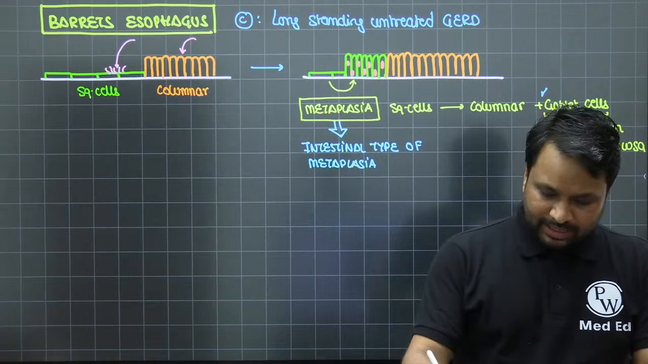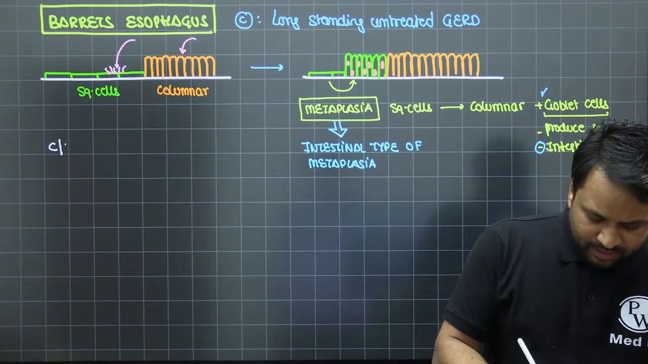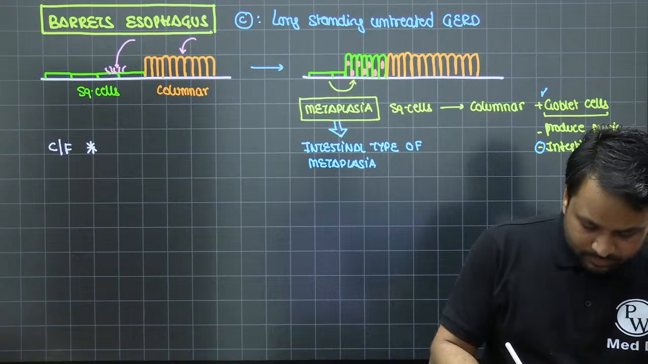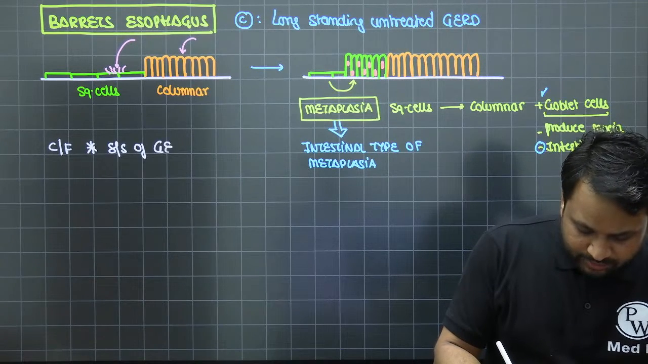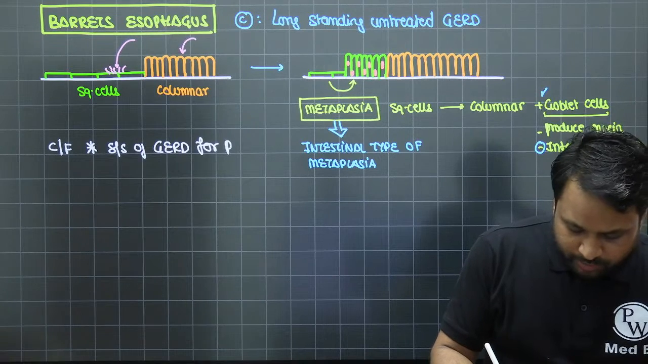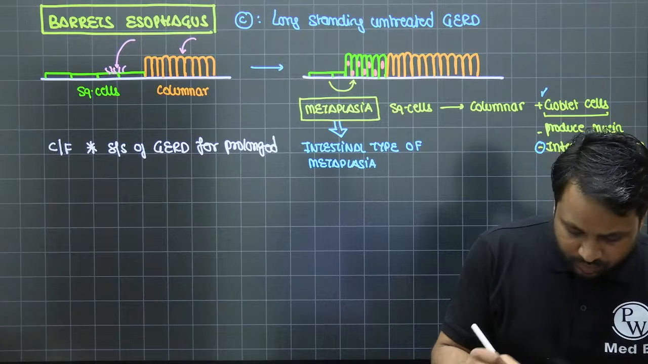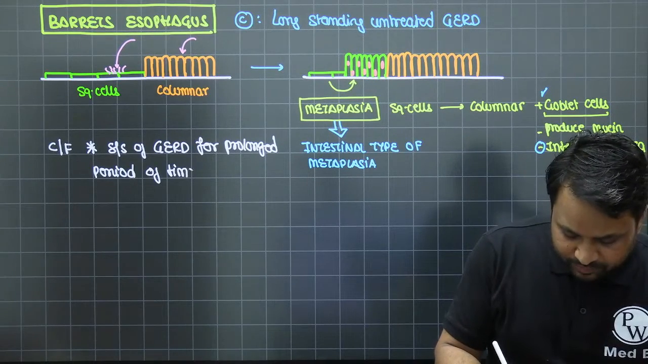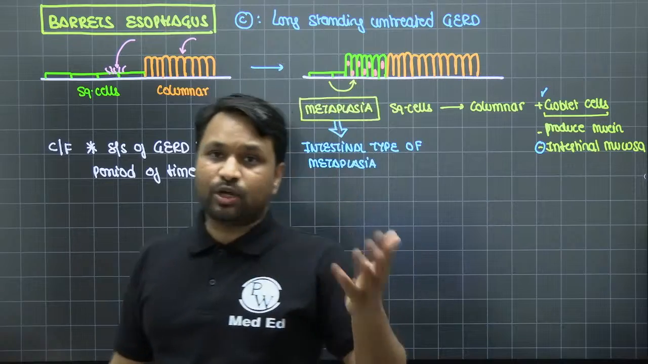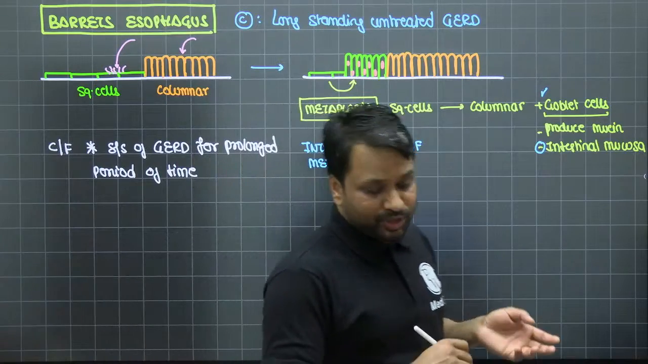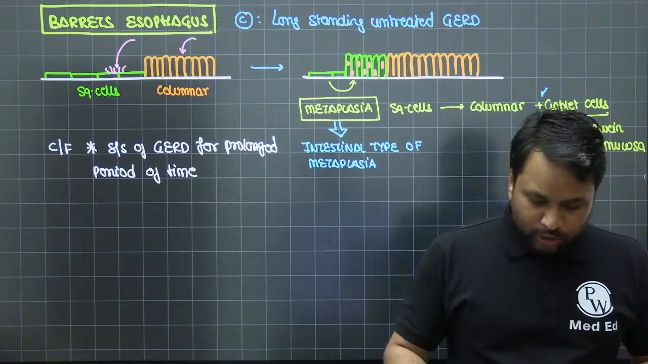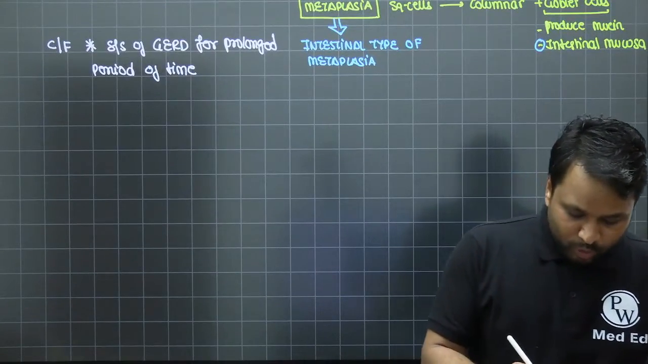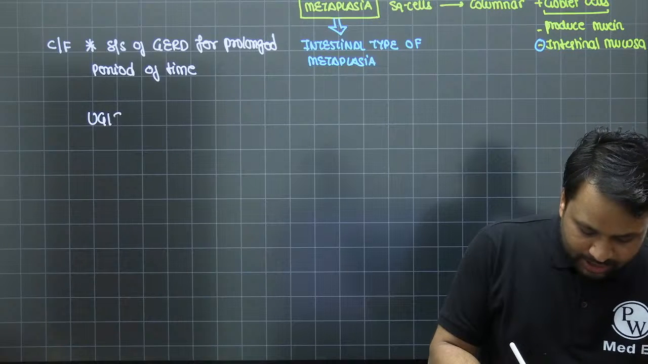If you talk about the clinical presentation of Barrett's, they don't have anything specific. The clinical presentation will have signs and symptoms of GERD for a prolonged period of time. That means if a patient is suffering from GERD for a long duration, and obviously on and off treatment, these are highly suspicious for Barrett's esophagus, right? So any patient who comes to you with long-standing GERD, the protocol says do an upper GI endoscopy.